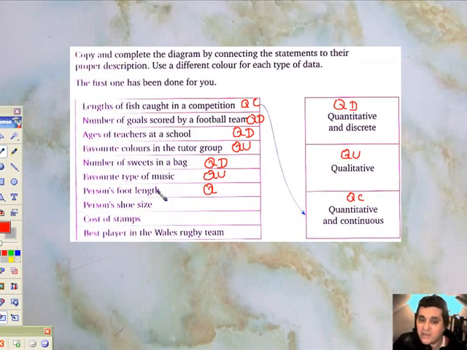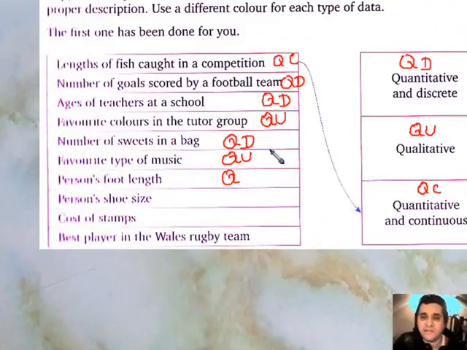A person's foot length, again numbers, so it's quantity, but length is not a discrete variable, it is continuous. Again, you don't have to have a whole number of centimetres to feet, so it's going to be quantitative and continuous.